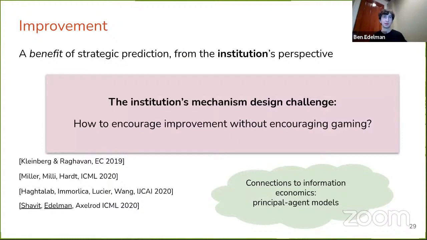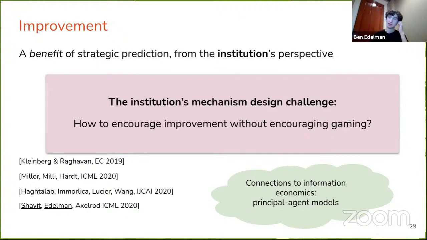You can even imagine an institution not just caring about accuracy. I mean, this is very realistic. The institution might want to actually encourage improvement. It's a kind of mechanism design challenge. The institution might want to design their model such that it encourages improvement, perhaps without encouraging gaming. This is related to accuracy, but it's really a different goal. It's more of a mechanism design challenge than a pure machine learning challenge. And note that if there was no strategizing going on, then there would by definition be no improvement. So the presence of strategic manipulation can actually be a benefit. It can be good from the institution's perspective in some ways such as this.